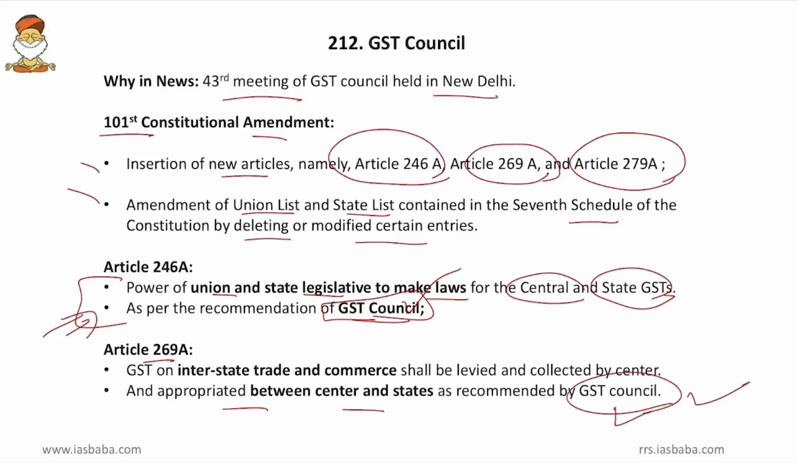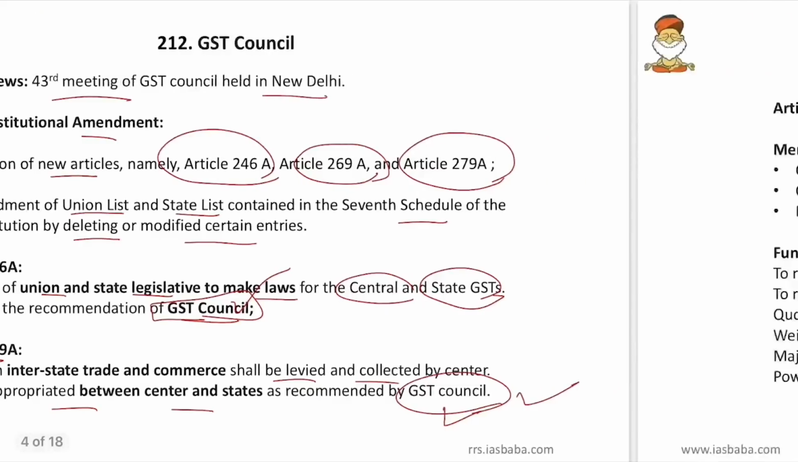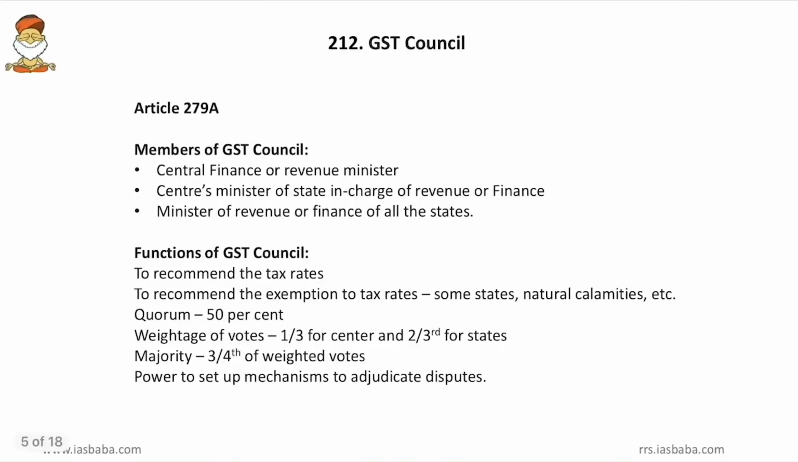So, here again the GST Council comes into the picture. In case of interstate trade and commerce, the tax is levied by the Center, collected by the Center, and once the Center collects all the funds, then it is distributed between the Center and states as per the proportions. Yes friends, then more about the GST Council.